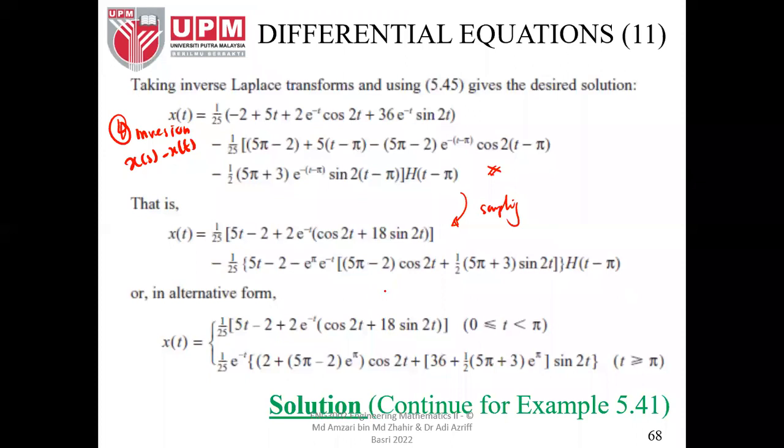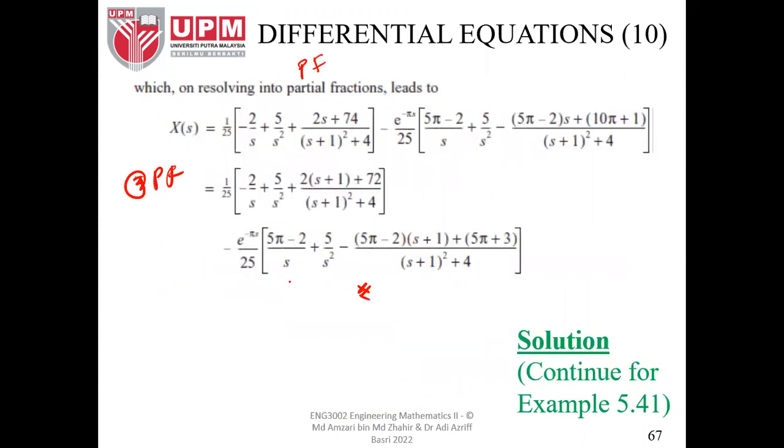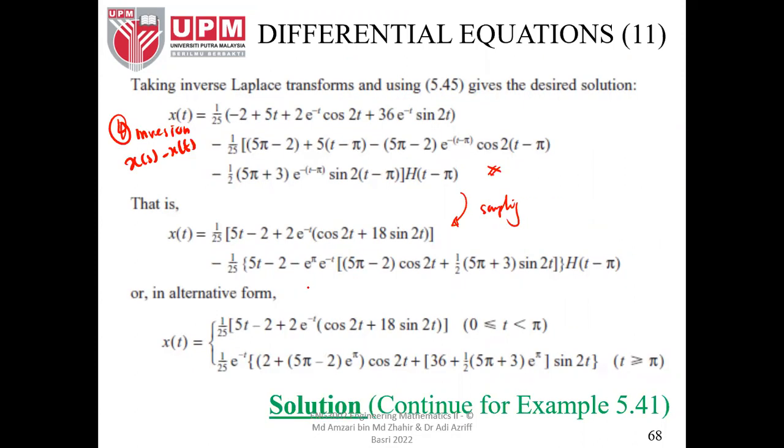So once you get these functions, you have two conditions here. The first condition is from 0 to pi. The second condition will be from pi and above, where t is bigger than pi. So for 0 to pi, you will use this function, 1 over 2 of 5t minus 2 plus 2t, then this one. Then for t bigger than pi, the second function will be put here.